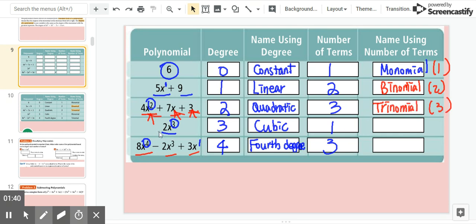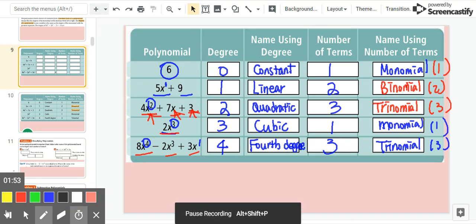3. And we have 1, monomial, and trinomial. 3 and 1. Please copy it down. And I need you to remember the names of polynomials.